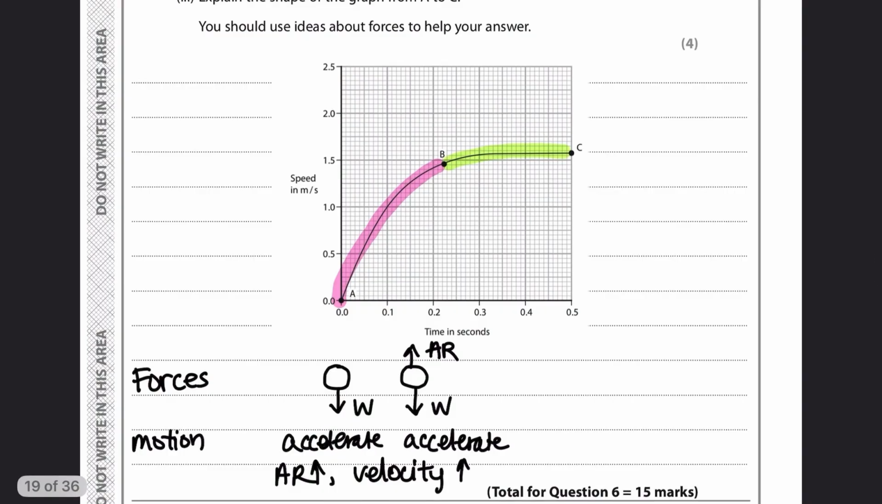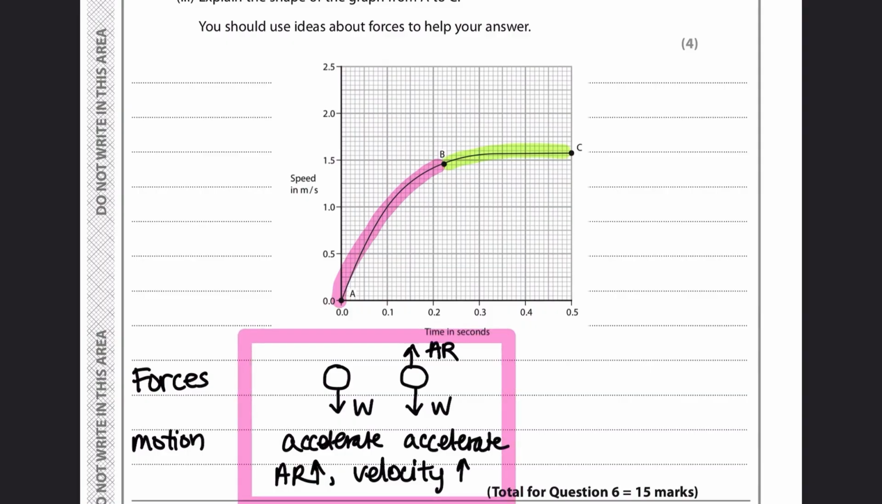Do you understand? So that's why as velocity increases, as you fall faster, the air resistance will also increase. That's the pink part. This whole bit is the pink part. So that's the pink box. Right, so then we explain the green box now.